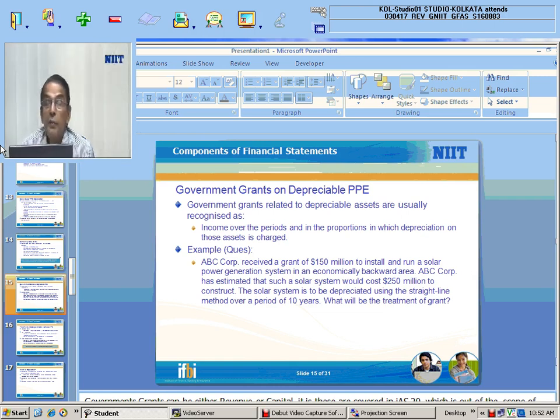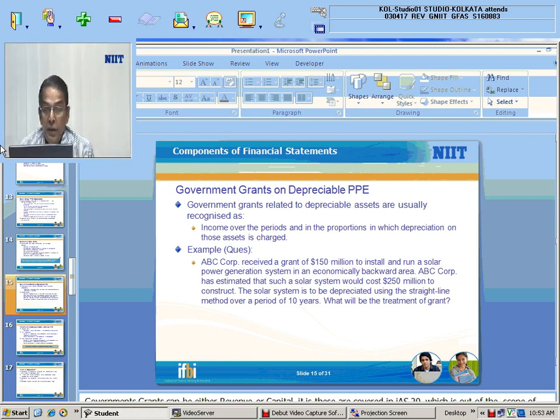Government gives this kind of grant basically to generate employment in the backward area, because if such a huge plant is set up there, it will create a lot of employment and the economically backward area can possibly develop faster. That is the idea. So ABC Corp received a grant of 150 million to install and run a solar power generation system in an economically backward area.